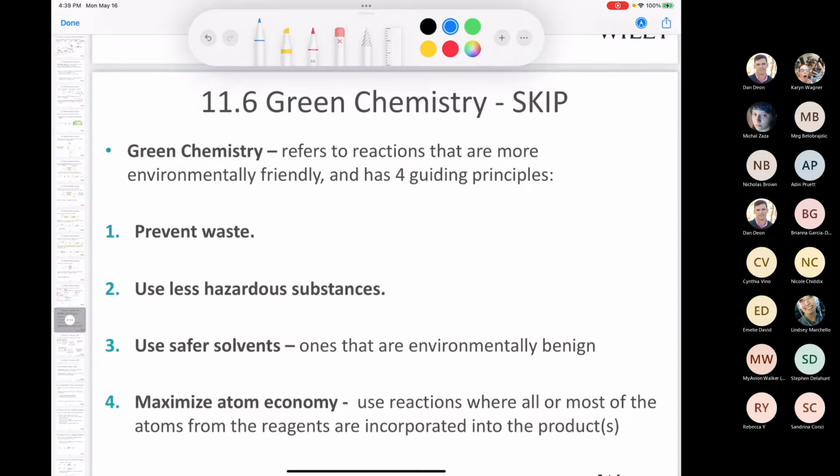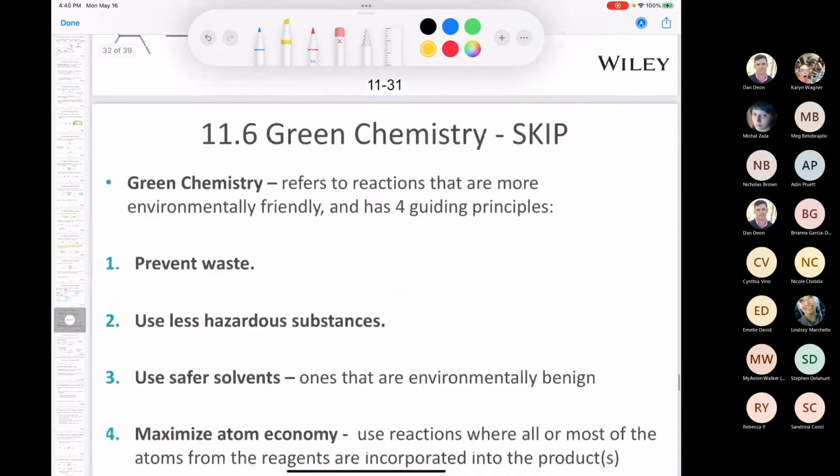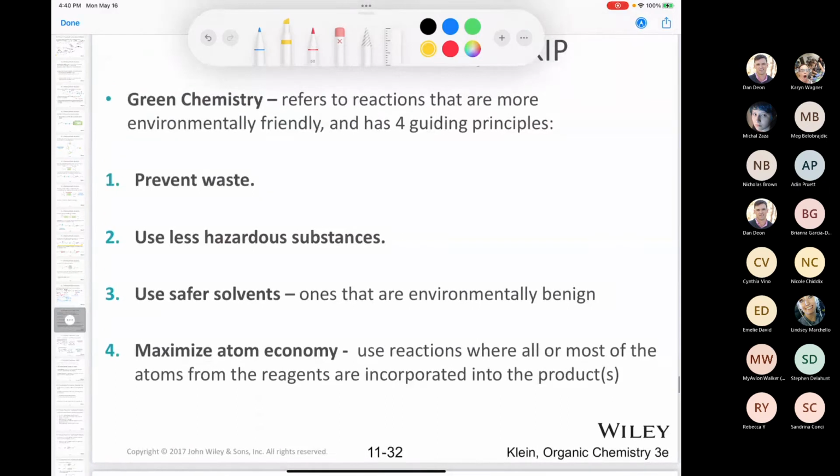Students, instructors, people in industry, and researchers are always trying to find ways to make compounds and to eliminate making copious amounts of waste. What can we do to reduce the amount of waste that we make? Well, we can refer to what's called green chemistry, which is guided by 4 principles. Prevent waste, use less hazardous substances, so avoid things like mercury and osmium if you can.